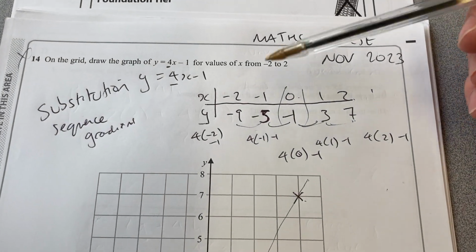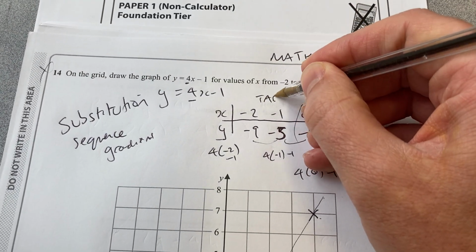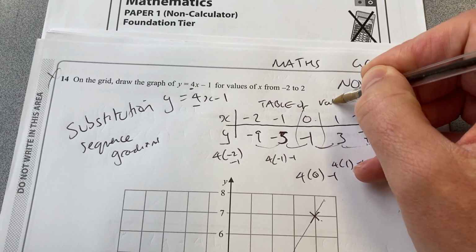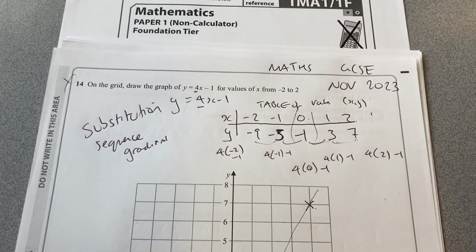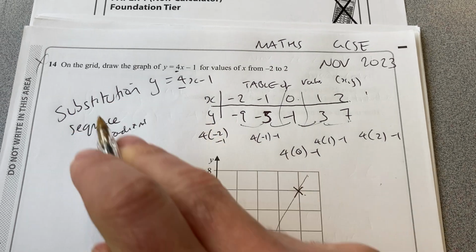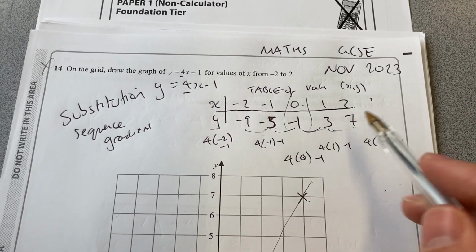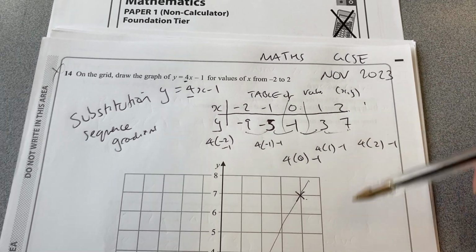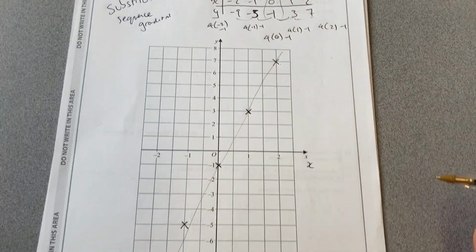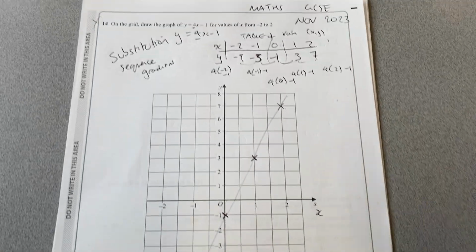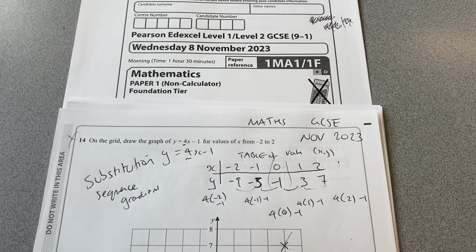Okay, so just go through that again. Get your table of values so you can get each x, y coordinate point. Use substitution or sequences to find each of those points and then plot them correctly. Okay, there we go. That's a 3-mark question in the November 2023 Maths GCSE Foundation paper.